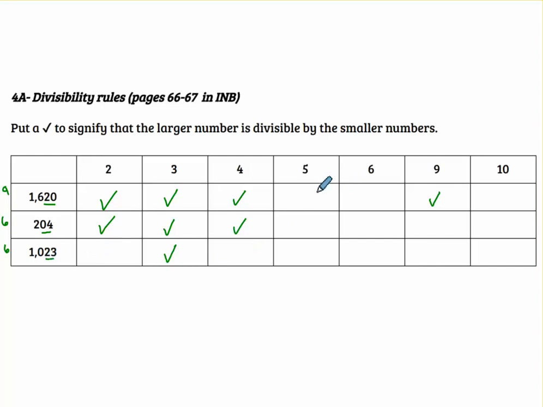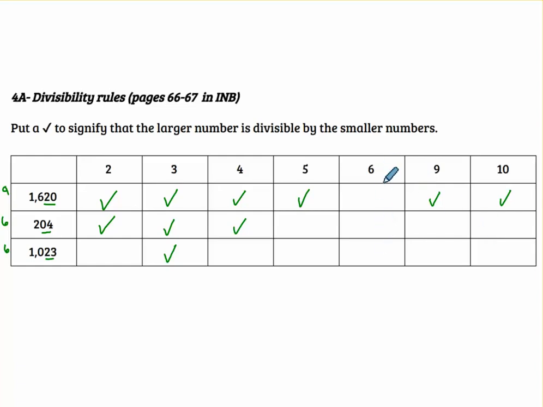For 5, it needs to end in a 5 or a 0. So for 5, and actually we'll also do 10 in this step, we just are looking at the last digit. So this last digit is a 0. It works for 5, and that works for 10. This last digit is 4. It doesn't work for 5 or 10. And this last digit is a 3. It doesn't work for 5 or 10. So actually the only one we're left with is 6.